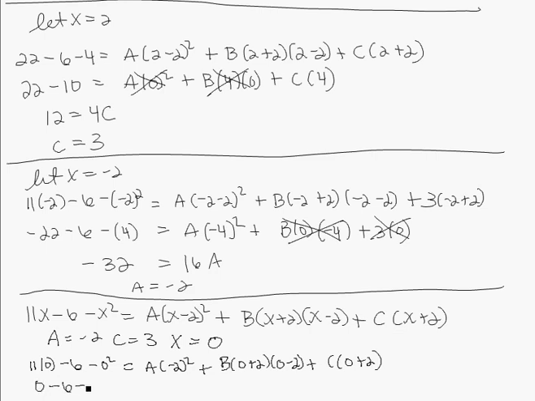So therefore I get 0 minus 6 minus 0 equals, A is equal to negative 2. So I get negative 2 times 4 plus B times 2 times negative 2 plus C is equal to 3. So that's 3 times 2.